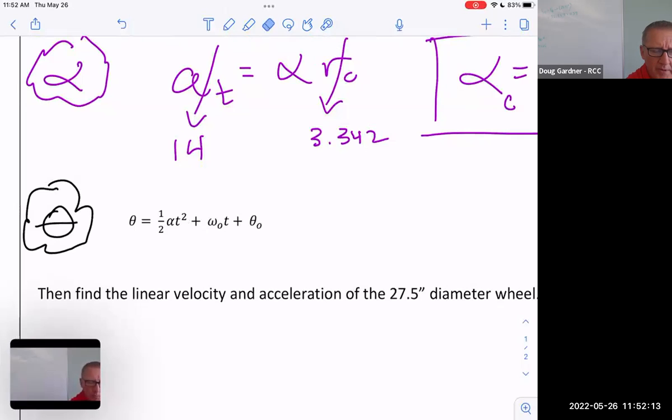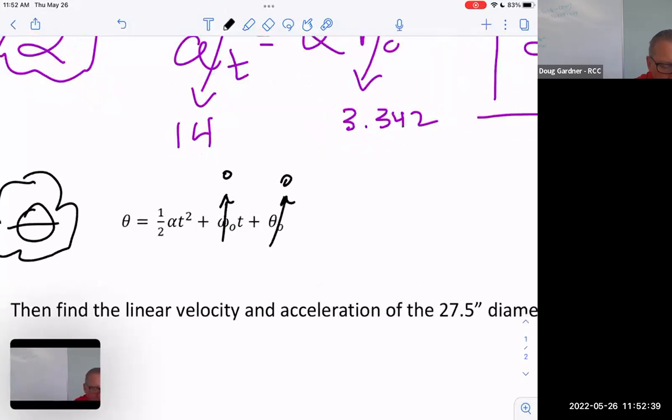So what do I know about that? Well, assuming that your initial position was 0. In other words, the top of the tire used to be, where did we start? We could have already started with it rotated, but great. And we said it started from rest, so that means its initial angular speed was also 0. You agree with that? So the only thing I have left then is just to plug in the time, which I know.